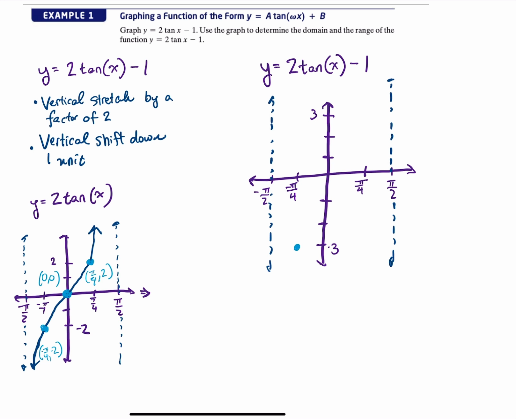Our center point should now be at 0, negative 1. And then that other point, pi over 4, 2, should move down to pi over 4, positive 1. So you can see everything just clicks down one little notch here. Then let's build our curve in between. A little bit messy, but there's that cubic kind of curvature bounded by the two vertical asymptotes.